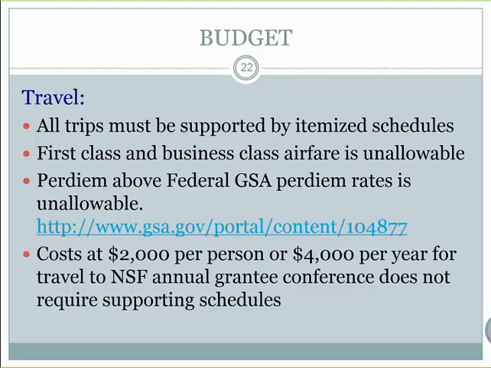Anything else, if you're going foreign travel, domestic travel, wherever you're going, give us an itemized schedule so that we can see it. Remember that first class and business class for airfare is not allowable. Per diem above the GSA per diem rates are also not allowable. So make sure you check the GSA website when you're planning, and make sure that you adhere to those rates, because if you come in over, we're going to cut you.